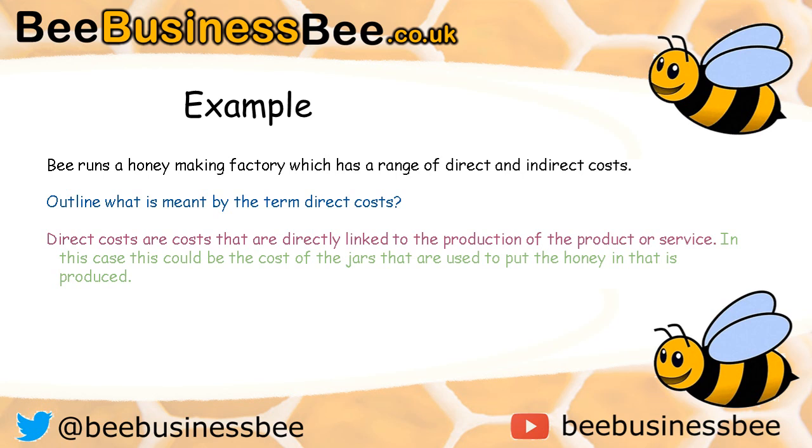If you've got something along those lines where you've got your knowledge and then you've got a direct cost, something directly linked to production, you'll get yourself 2 marks. Nothing too complex there. You're probably thinking that's really simple. That's great. Let's move on.